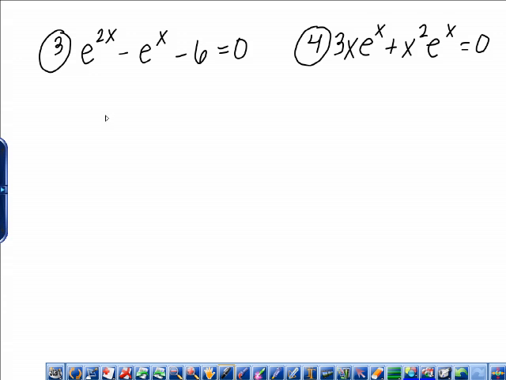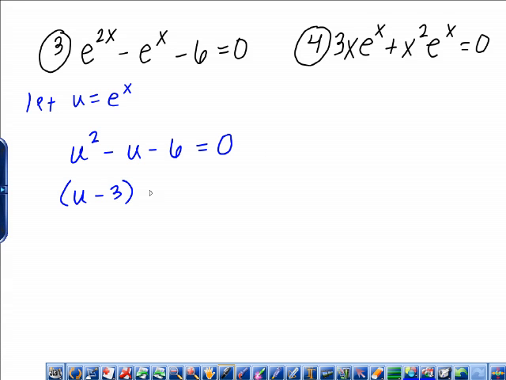This one's a little bit different. We're actually going to use u substitution here. What do you think we're going to let u be equal to? Okay, e to the x. All right, so then I'm going to have u squared minus u minus 6. Now this is a trinomial, and this is a quadratic, so I'm going to factor into u minus 3, u plus 2. You guys should be expert factors by now.